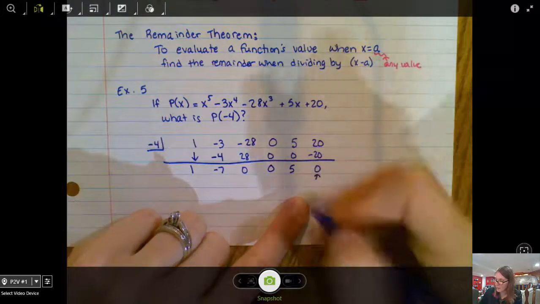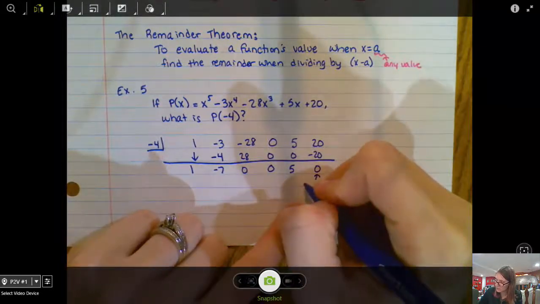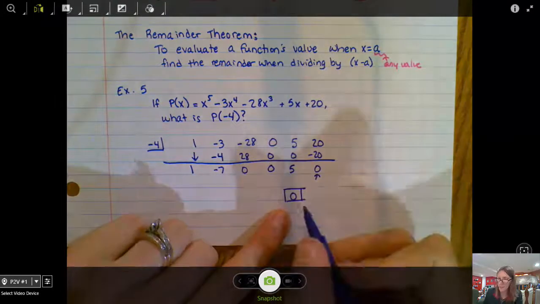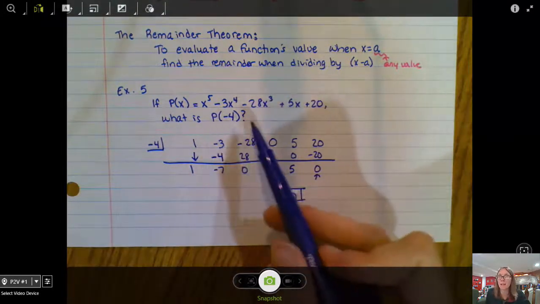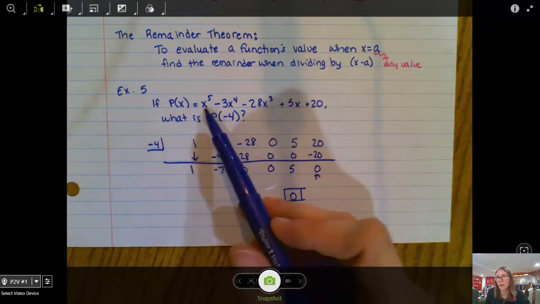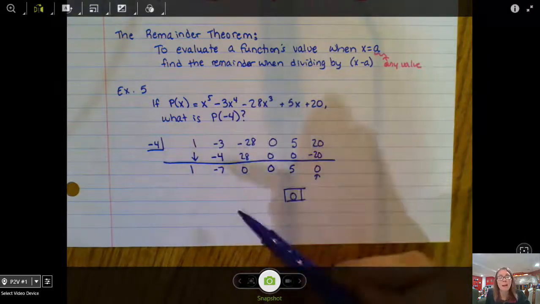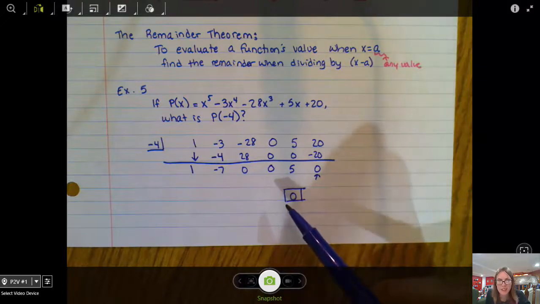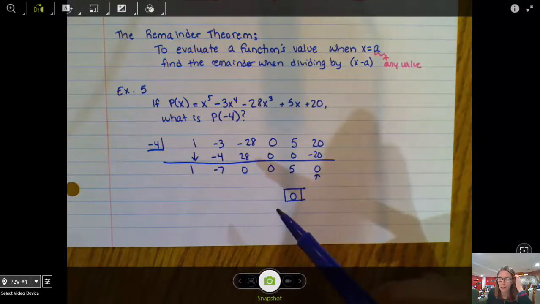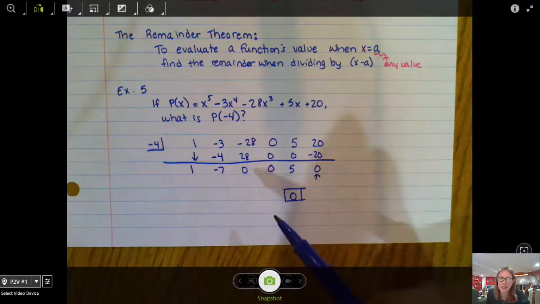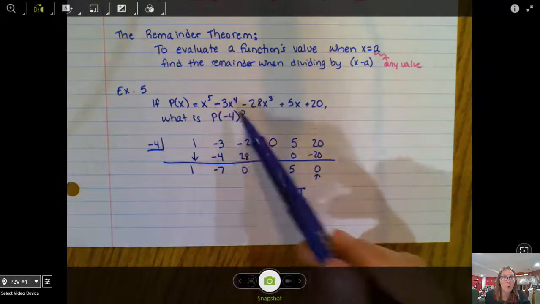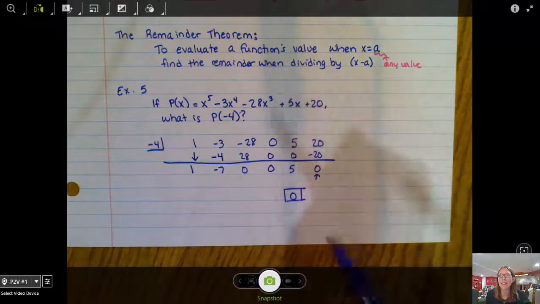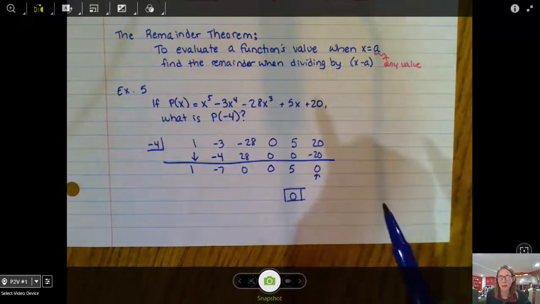So because my remainder is 0, that also tells me if I were to plug negative 4 in everywhere for x and simplify, I'm going to end up with 0. Okay, so hopefully you see the advantages of using this method, the remainder theorem. We don't actually have to take the time to plug negative 4 in everywhere. We get there without a lot of the stress that we would have otherwise.